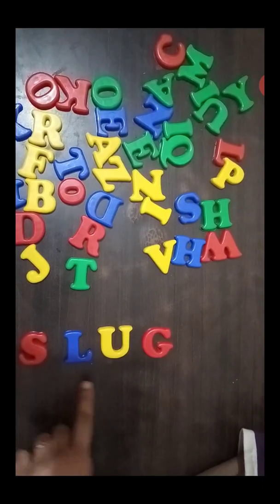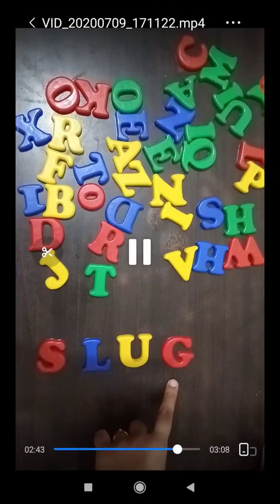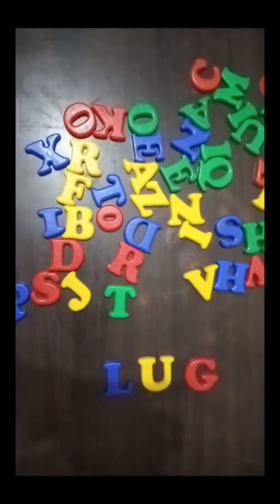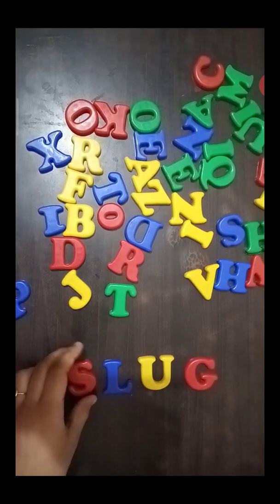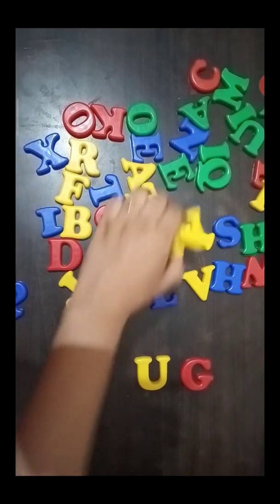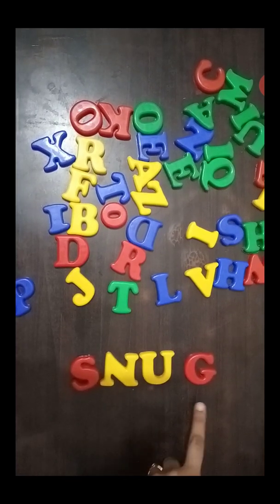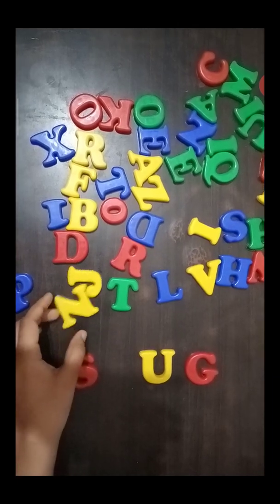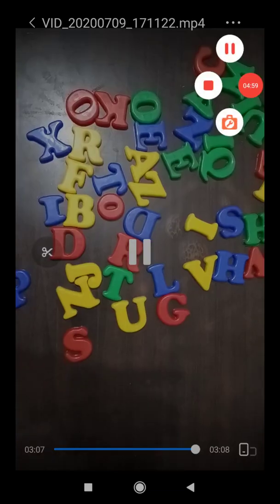S-L-U-G, slug. Next, students, find out the letter S and N and make the word snug. S-N-U-G, snug. Now students, like this you make UG family words.